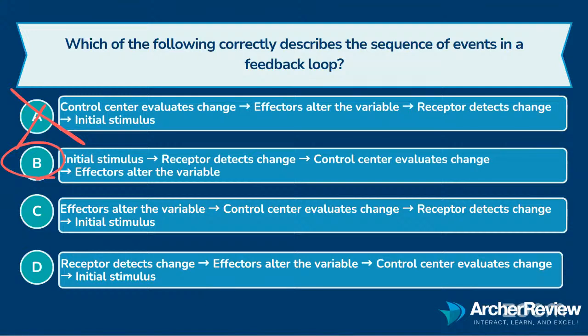All right, let's take a look at C. Effectors alter the variable. Well, we haven't even encountered a variable yet. So again, right out of the gate, before I read any more of that, we can rule that out because we haven't even encountered a variable. D, receptors detect change. Well, we haven't had the stimulus to generate the change, and we haven't had a variable or the change. So even right out of the gate, I can rule that one out as well.